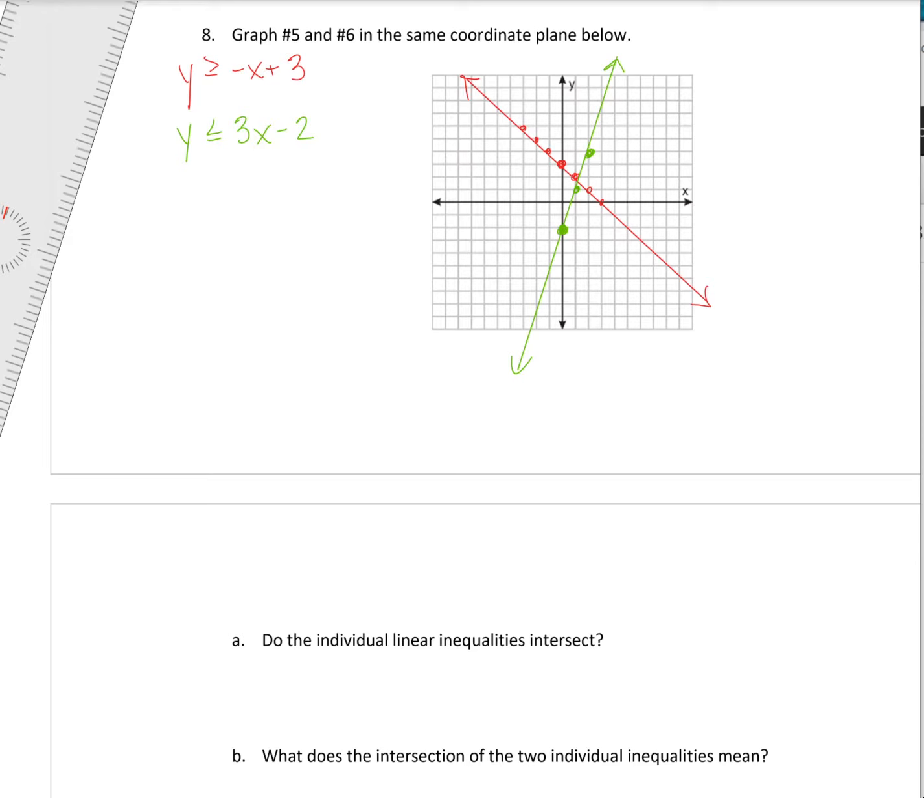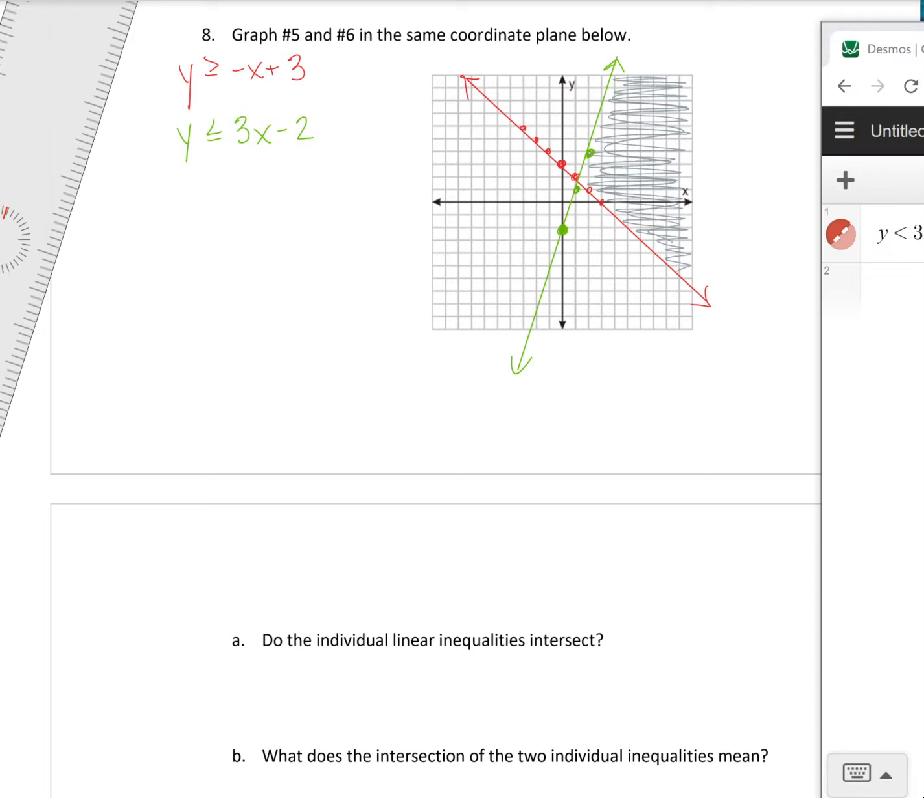All right, so I said y is greater than or equal to negative x plus 3. Well, that's everything that's above my red line. Then I have y is less than or equal to 3x minus 2, so I need everything that is below my green line. So I'm going to shade in the area that they overlap, which happens to be this little corner piece on the right. And I'm going to erase everything else I do not need.